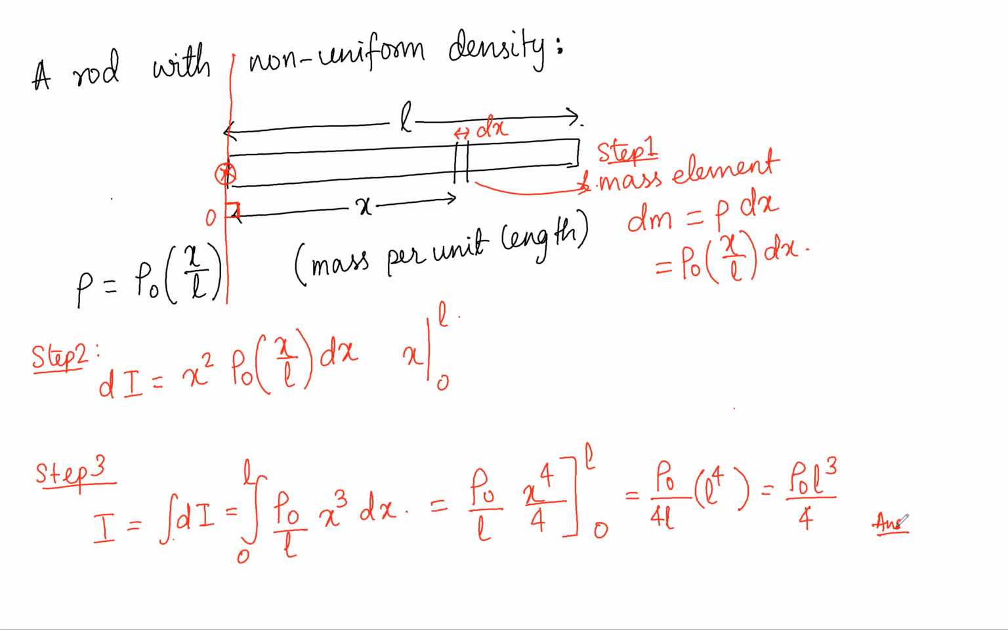So did you get it? A rod with non-uniform density is pretty simple. You use the same three-step process. Step 1: you take a mass element, except in this case you cannot use the ratio method, because that only applies for a rod with uniform density. Instead, you find dm equal to rho into dx. Step 2: dI is equal to r squared into dm, because our mass element is a point mass. If it was a ring or something else, we will also do that today. You write the moment of inertia of that thing.